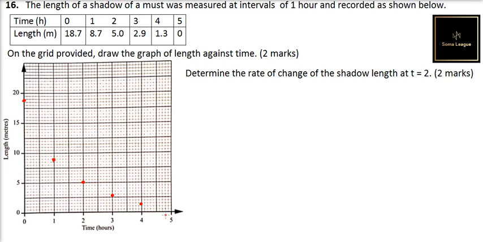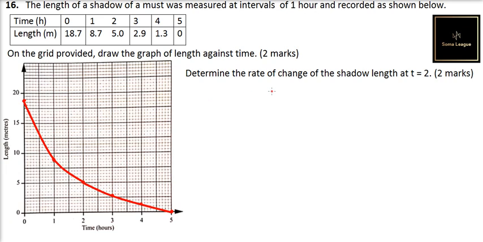And at 5, the shadow length was 0. So we join these points to come up with a graph that represents length against time. So this is a graph that represents the length against time, and there you get 2 marks.